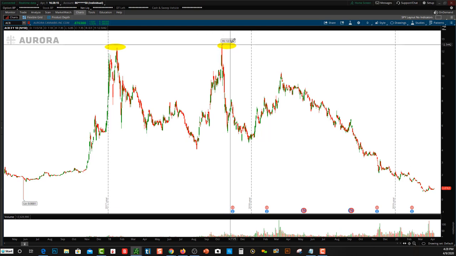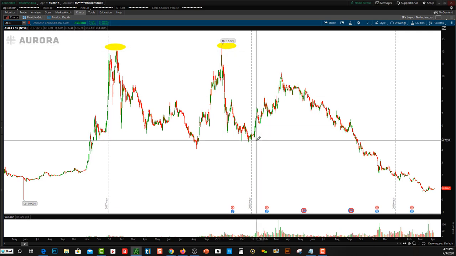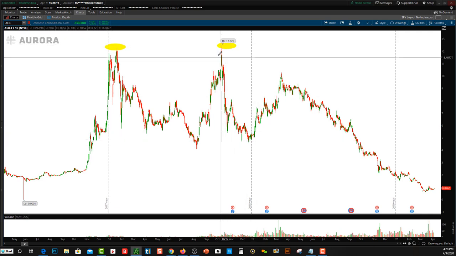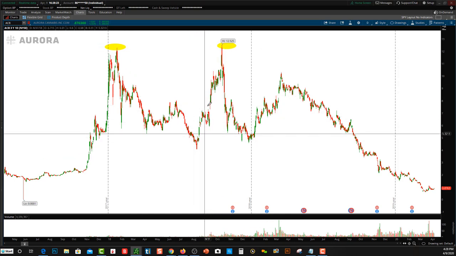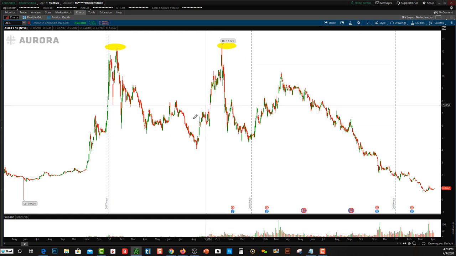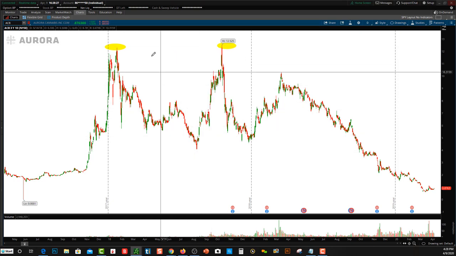Here's where the news hits. Oh, legalization in Canada. Why did it just dump? Because you bought the news. You didn't buy the rumor on the way up. You didn't buy low and sell high. Again, you don't just buy random down here. You have to understand the patterns.